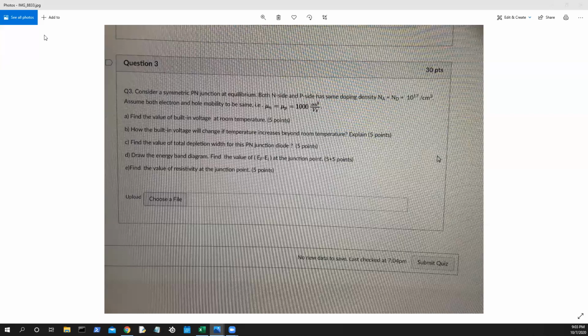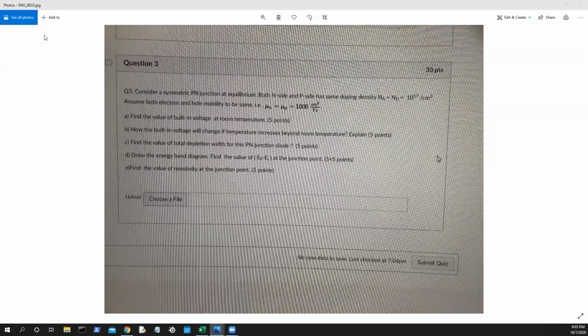But that's an extra weird quantity. You can turn the whole equation into one thing, and it becomes the depletion width is equal to the square root of 2 epsilon of silicon over Q times V_bi times the quantity 1 over Na plus 1 over Nd. So it's literally yet another plug and chug.